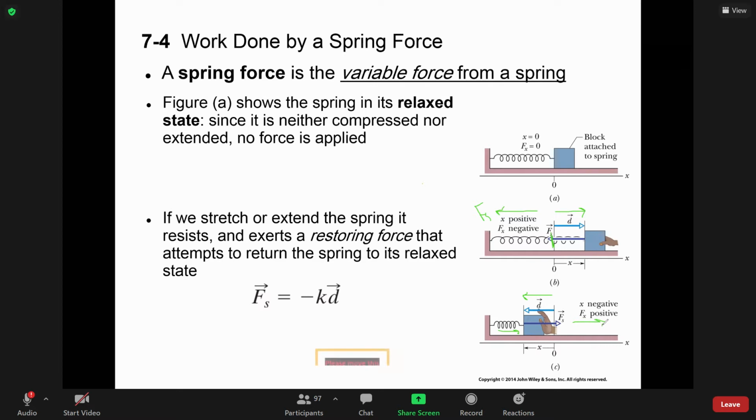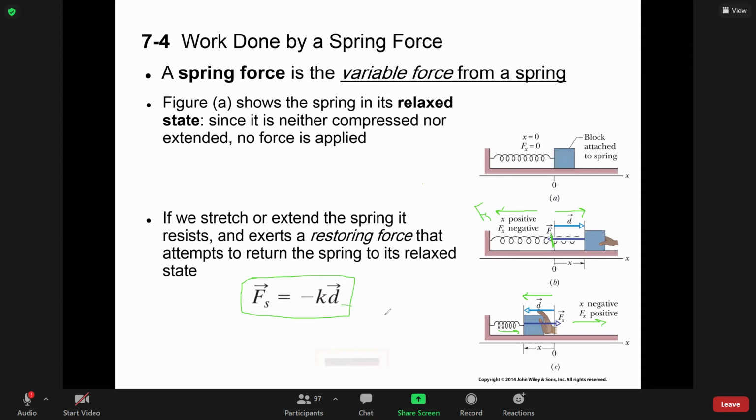Well, here we need to find something. The first thing I notice is that the displacement is always opposite to the direction of the force by the spring. If I extend it, the spring force is to the left. If I compress it, the spring force is to the right, which means the force of the spring and the displacement are opposite in sign. So the law of the spring, the force done by the spring, is given as minus kd.